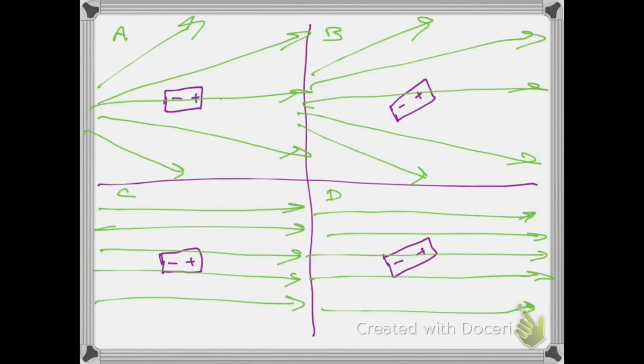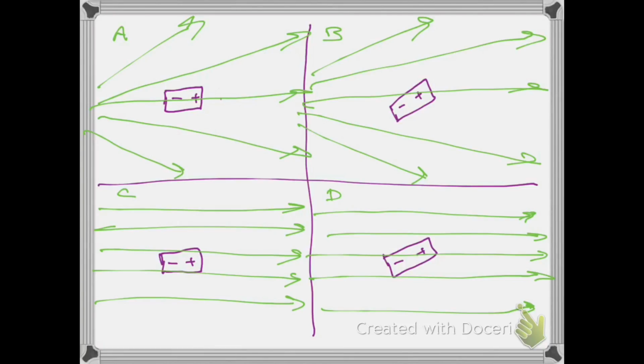And I put it in a field. In A and B, the field varies as you go across the page. In C and D, we've got a different kind of field, but the field is in green. And the dipole in B and D is at an angle, and the dipole in A and C is lined up along that central field line.